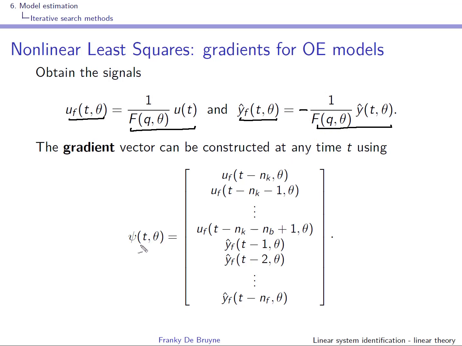And you can now construct the gradient vector at time t as follows. So this is really, and because the order of the parameters is of course important, so it's b1 up to bnb, and then f1 up to fnf. So you can see here that this one is the partial derivative of the predictor with respect to b1, and so on.